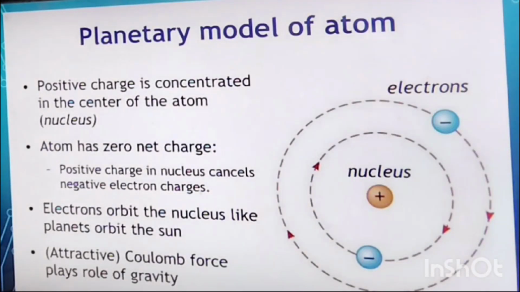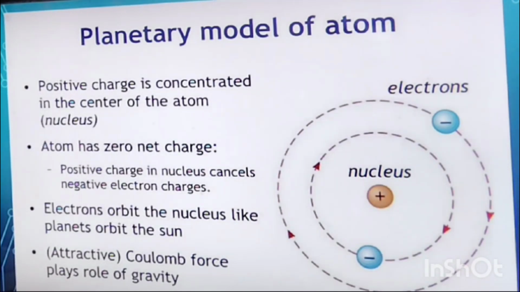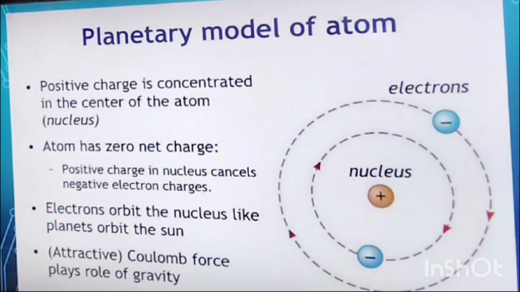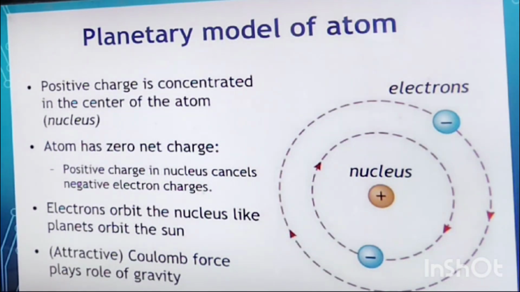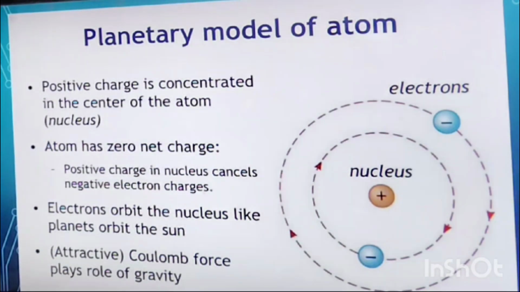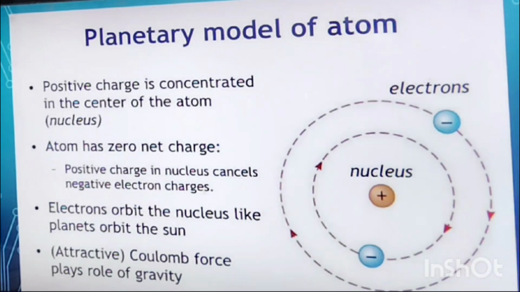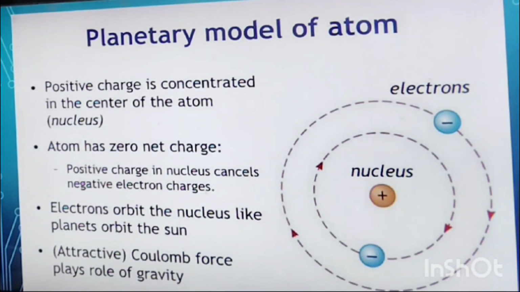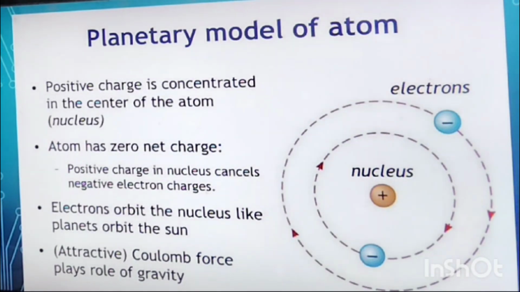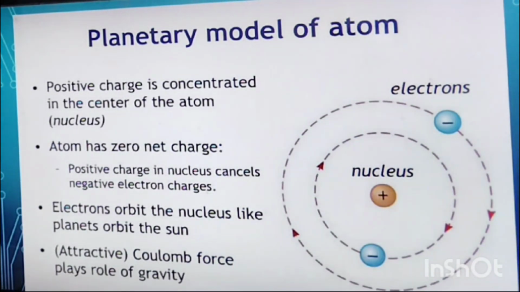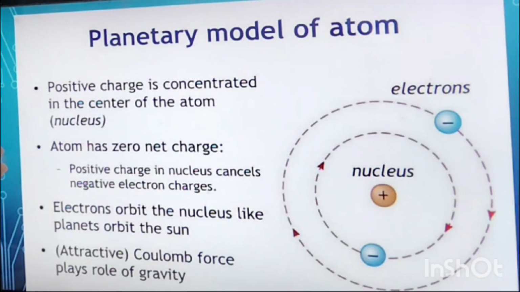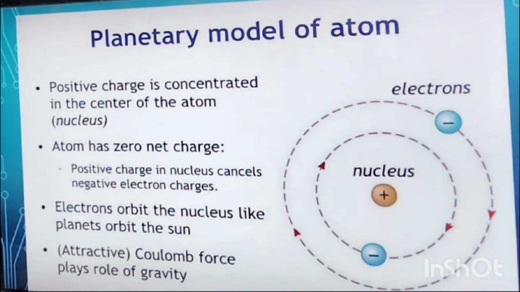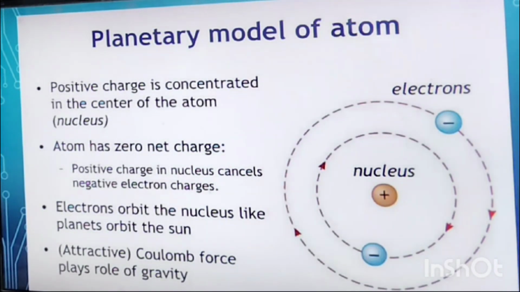Planetary model of atom. Positive charge is concentrated in the center of the atom. The atom has zero net charge. The atom is electrically neutral, with equal positive and negative charge. Electrons revolve around the nucleus like planets orbit around the sun. And Coulomb force plays the role of gravity. The negatively charged particles and positively charged particles are held by Coulombic forces of attraction.